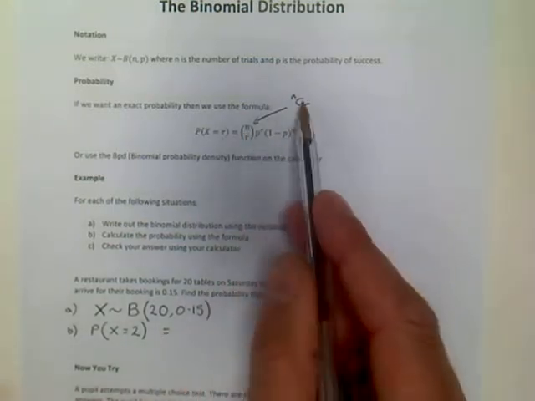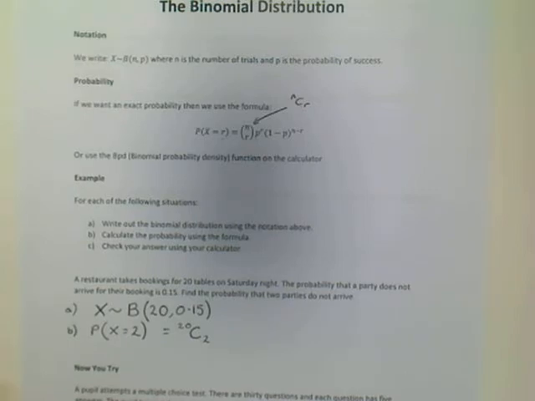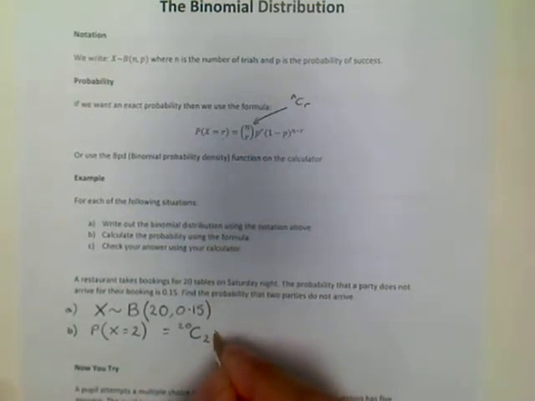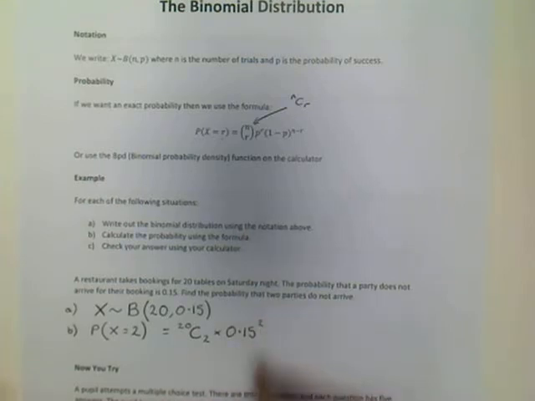So I'm going to use nCr, so my number of trials is 20. C stands for combination. r is 2. The probability of this thing happening, which is the party not arriving, is 0.15 to the power of the number we're checking, times the probability of this thing not happening, which is 1 minus the probability.